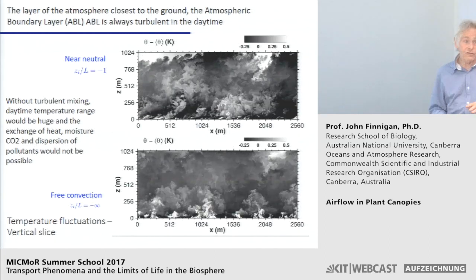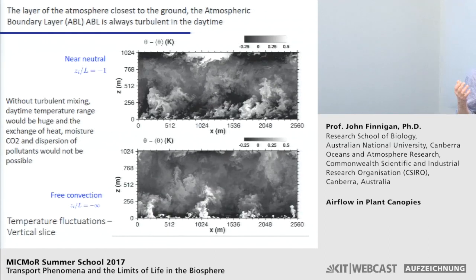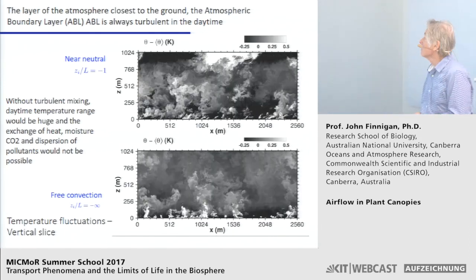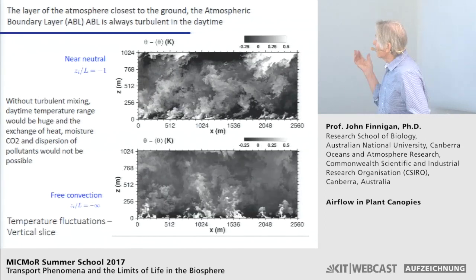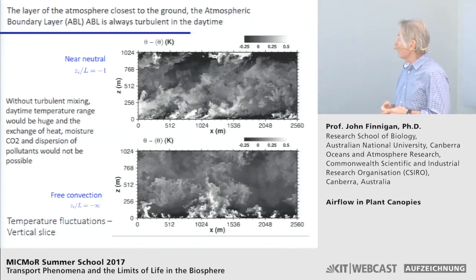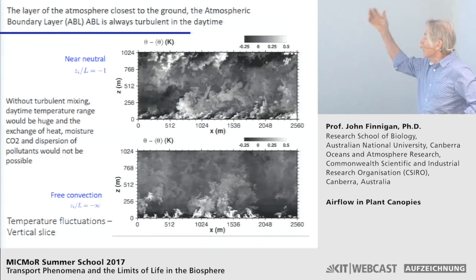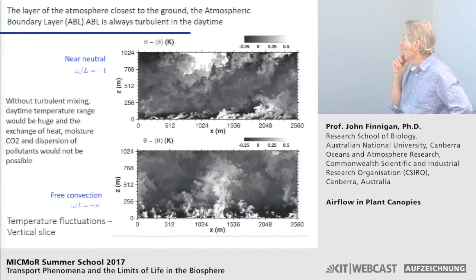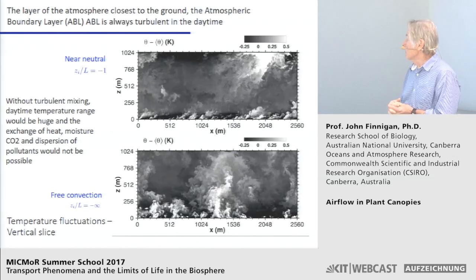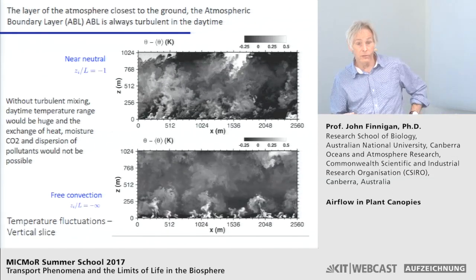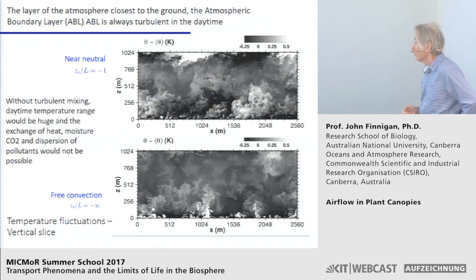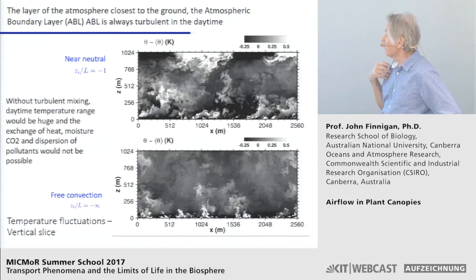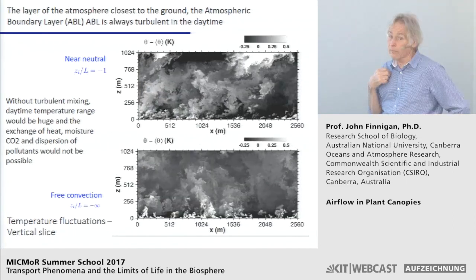The layer of the atmosphere closest to the ground, the layer that reacts to the diurnal cycle of heating and cooling as the sun comes up and goes down every day, is called the atmospheric boundary layer. And in the daytime, the atmospheric boundary layer is always turbulent. These animations and all the others that I'll show, particularly in the second talk on Friday, are all the result of work by my colleague Ned Patton at the National Center for Atmospheric Research in Boulder, Colorado. In this case, we're looking at the temperature patterns in the atmospheric boundary layer up to over 1,000 meters.